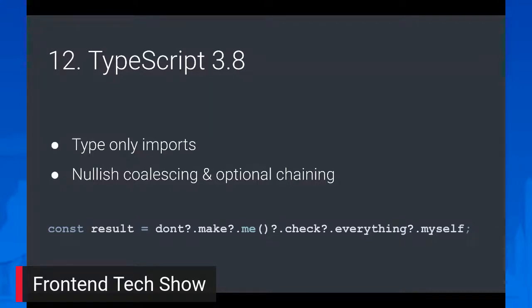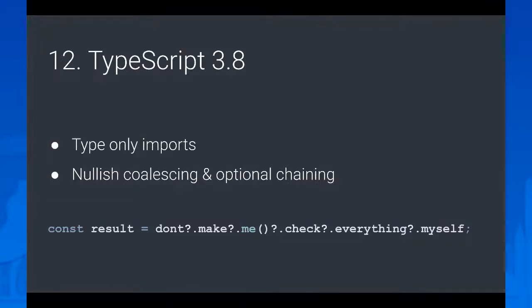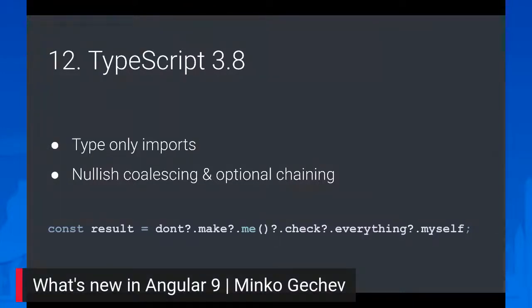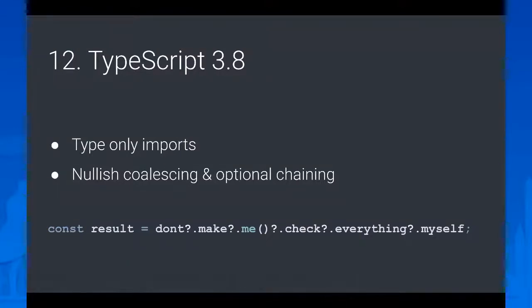We also have the nullish coalescing, which is pretty convenient for usage, especially compared to its alternative where you're using the OR operator in order to get a value. And if it turns out to be falsy, you may have potential issues in your application. As part of TypeScript 3.8, though, because these are all TypeScript 3.7 features, Microsoft introduced also type-only imports. So with Angular CLI version 9.1, you can take advantage of type-only imports as well.